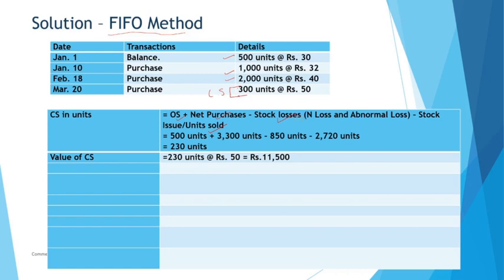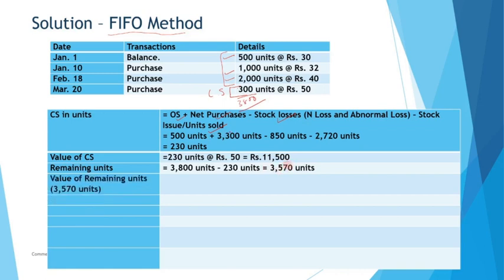Now rather than calculating cost of goods sold here, because we know that out of these units, some are lost due to normal reasons, some are abnormally lost, we'll simply calculate the cost of remaining units. So number one, calculate remaining units. Out of total 3800 units, this is the total units, if 230 units are left in the stores at the end of the period, it means remaining units are 3570.